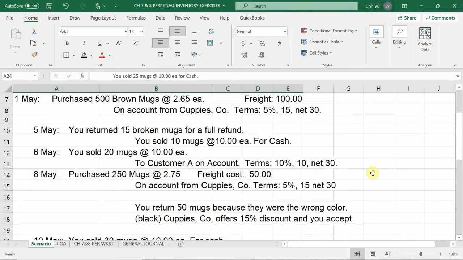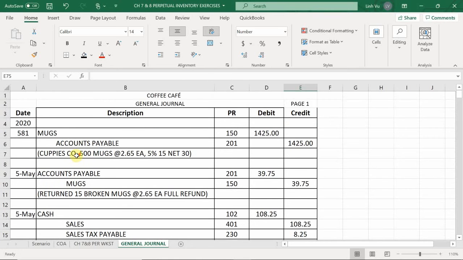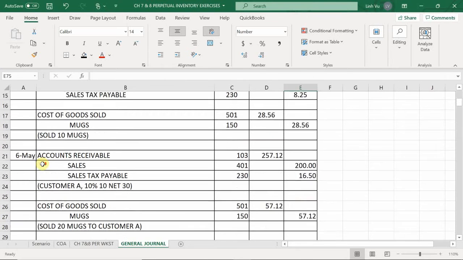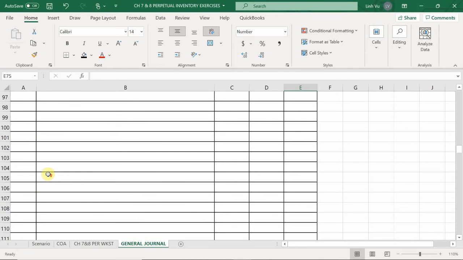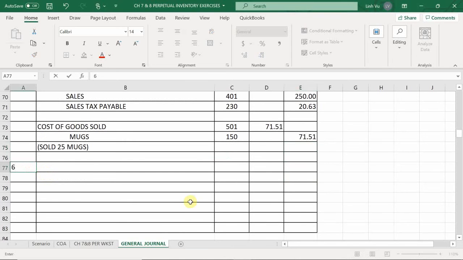So in this case, let's take a look at our journal to see how much is the total amount that they owe us. Again, this transaction happened on the 6th of May. So here we are, accounts receivable sold to customer A, and we sold to them a total of $257.12. Since they didn't make any returns or any allowances, we can go ahead and proceed with the payment on the 18th.